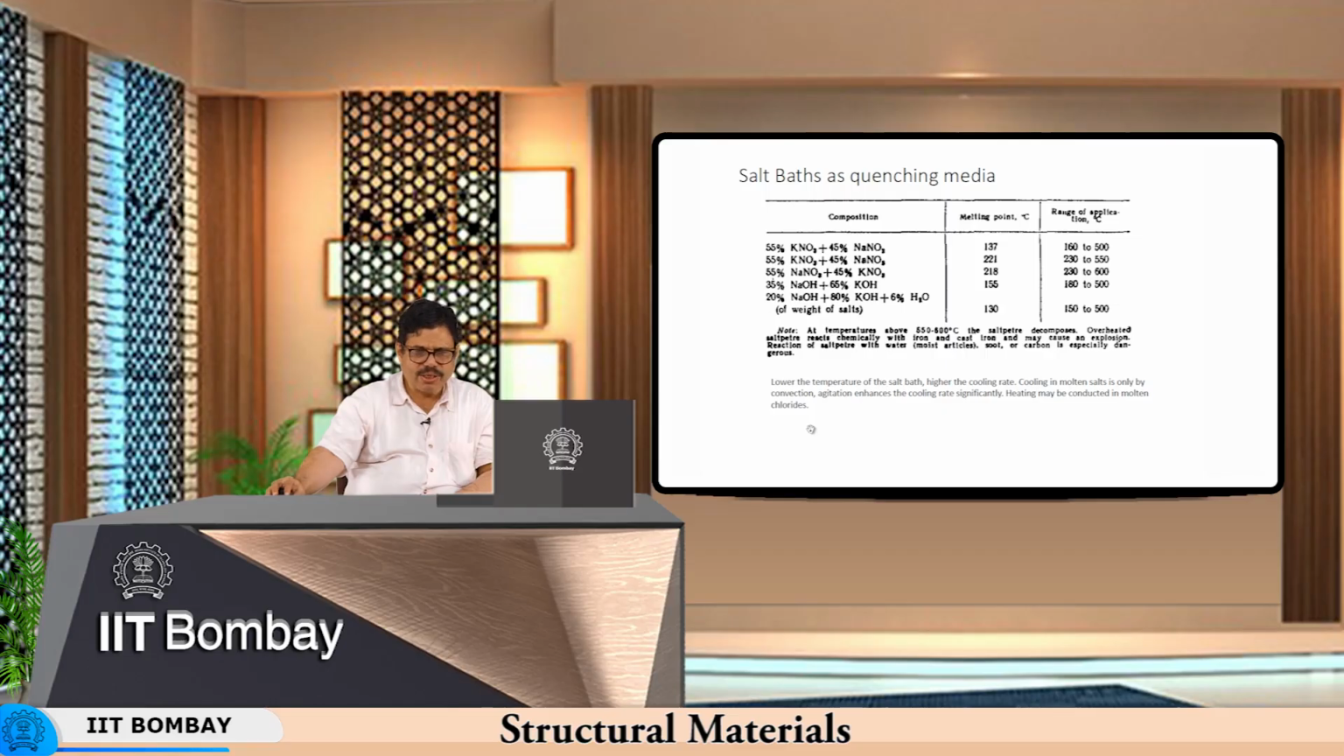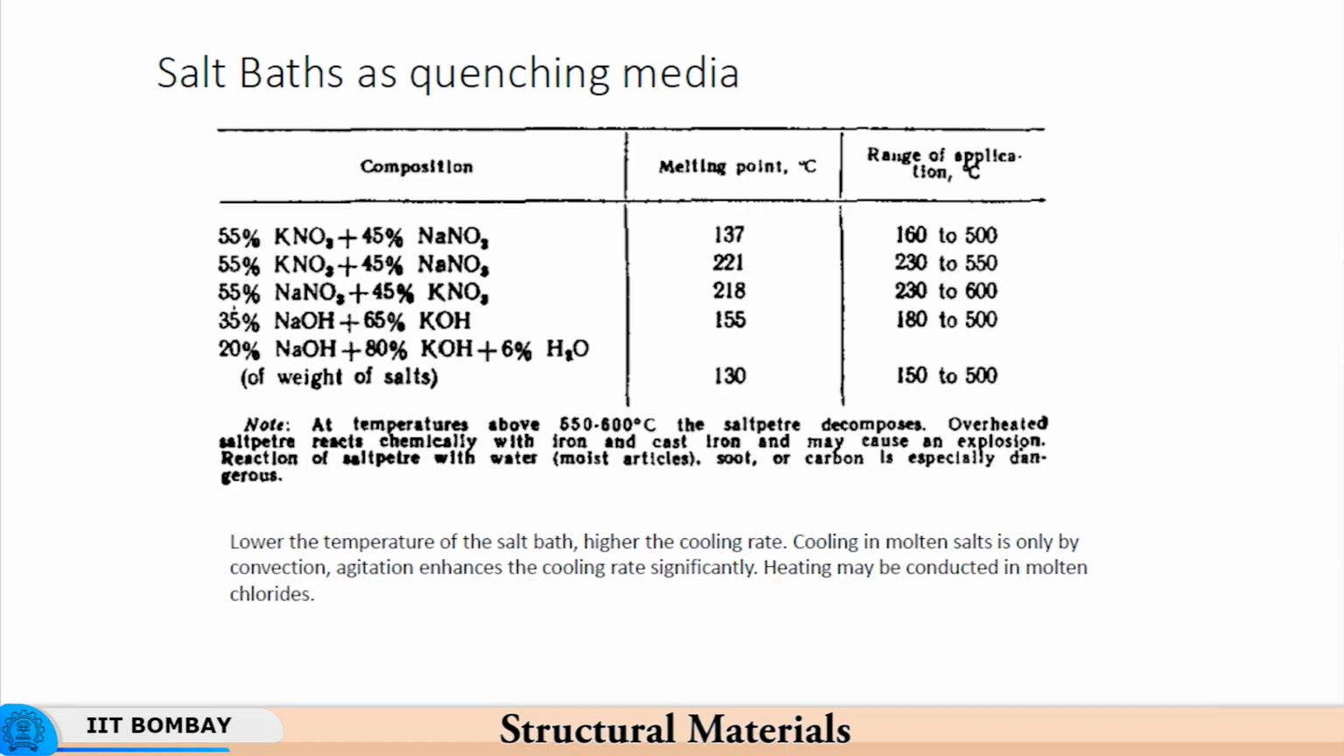So, convection and agitation both enhance the cooling rate very significantly, and heating may be conducted in molten chloride. Here we have nitrates and hydroxide, but in the previous slides where we saw the salt bath composition, we found that the chlorides are capable of much higher temperature, and therefore it is important to heat in the presence of these chlorides. So, the chloride salt bath can be used for heating, and these nitrate salt baths can be used for cooling.